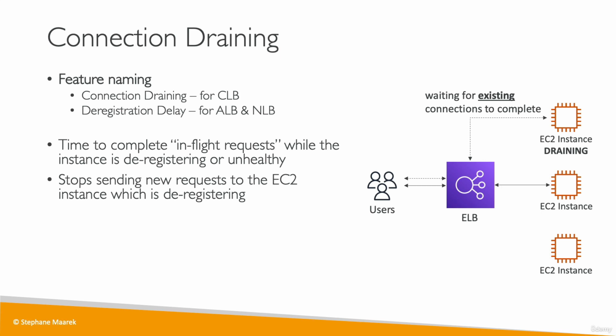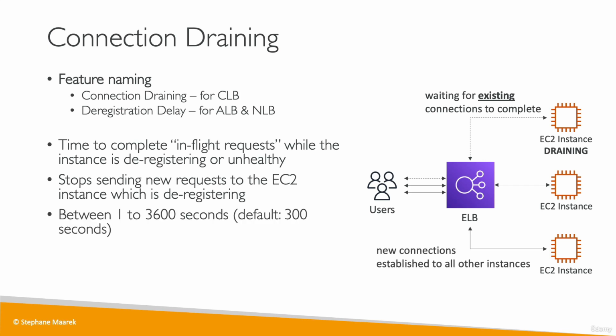Now, if new users try to connect to our ELB, it is smart enough to know that because our EC2 instance is in draining state, it will only establish new connections with other EC2 instances, for example my second EC2 instance or my third EC2 instance. Now you can parameterize these connection draining parameters. You can set it anywhere between 1 to 3,600 seconds. By default, it is 300 seconds, so 5 minutes. And you can disable it altogether if you set the value to 0, which means that there's no draining happening.